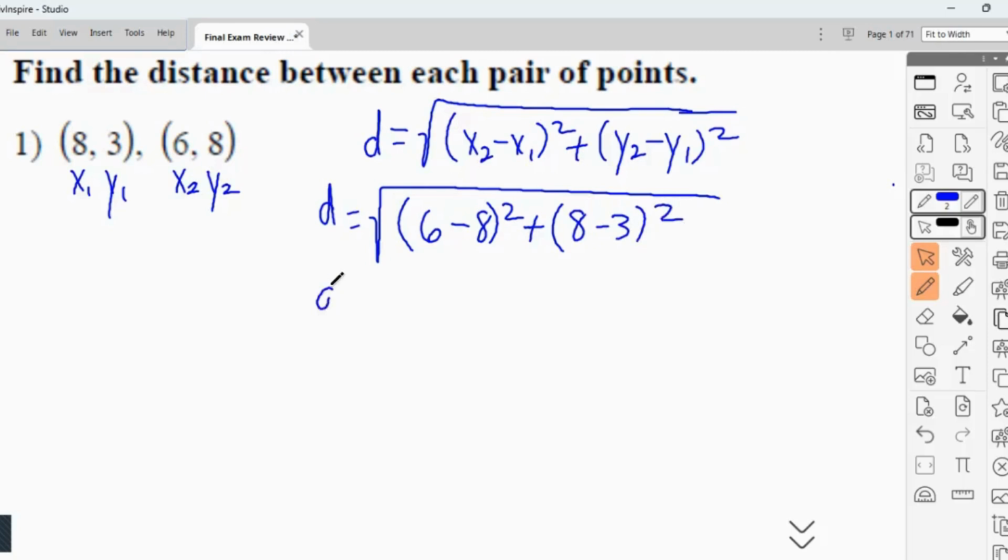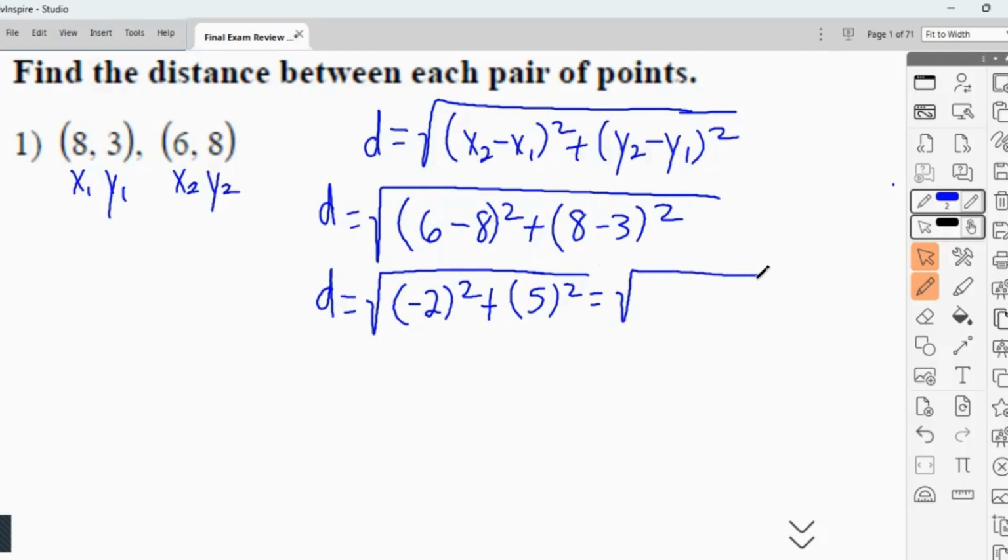Let's go ahead and see what we're up to here. So distance equal to the square root of. And in this case, we're going to get -2 squared plus, and this is going to be what, 8 minus 3. So positive 5 squared, which will be equal to the square root of 4 plus 25. 4 plus 25. So the distance is going to be equal to the square root of 29.